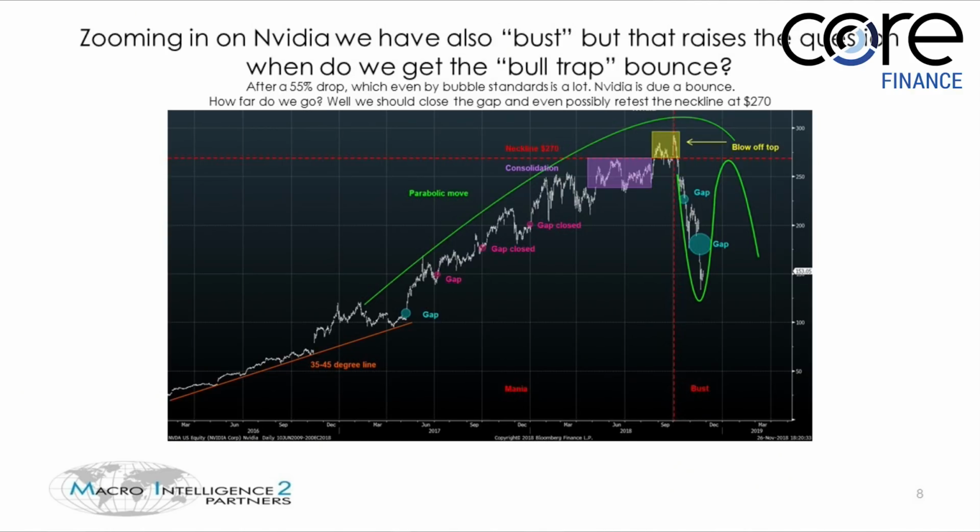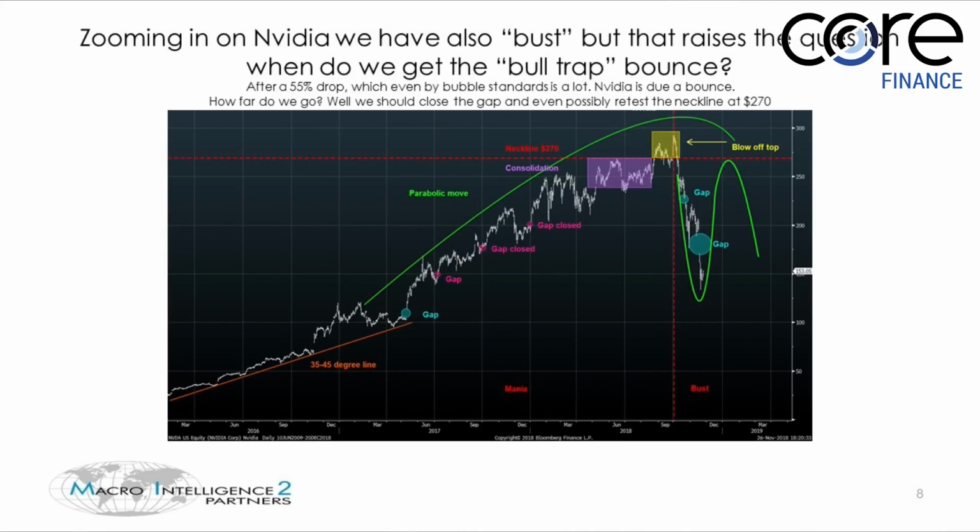Now, if it bounces, and I'm looking for either to close some of these gaps or potentially, I think it's hard in the case of Nvidia, but potentially move all the way back to that neckline at 270s. These bull trap bounces are very, very powerful moves. But the point is, if it fails in this next rally, that's it. This thing is going to fall for a long time, an extended period. That confirmation of that bull trap and ultimate failure is actually the death knell in the stock.